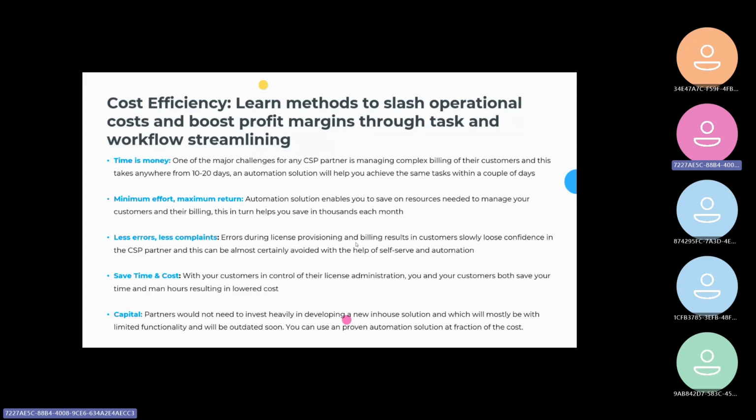And this not just lowers your cost, it also lowers the customer's cost as well. At the same time, what it also does is that it gives a sense of ownership to your customer. When it gives a sense of ownership to your customer, the customer then starts becoming more and more accountable for their respective subscriptions. They have all the data that they need right in their hand.